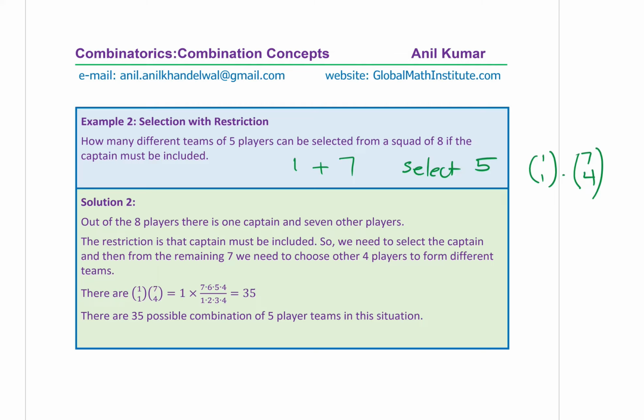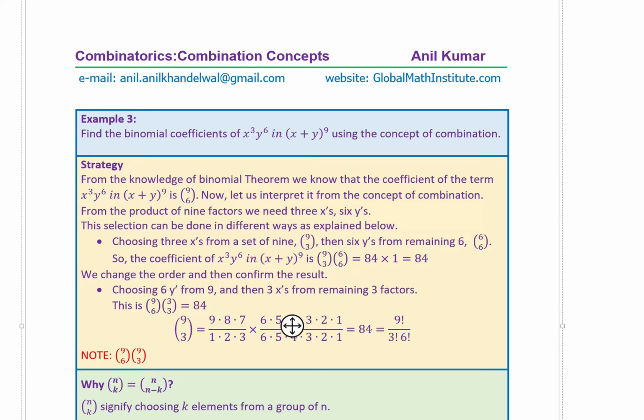which is equal to 1 times 7 choose 4, which is 7, 6, 5, 4. Multiply them, divide by 1 times 2 times 3 times 4. That gives you 35. So there are 35 possible combinations of 5-player teams in this situation. Clear? Okay, let's consider another example, and we'll go back to the binomial coefficients, and then come back with our combination rule.